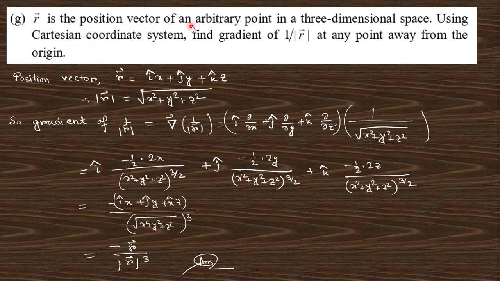R vector is the position vector of an arbitrary point in three-dimensional space. Using Cartesian coordinates, find the gradient of 1 by mod of r. So r vector equals i cap x plus j cap y plus k cap z. So mod of r equals root under x squared plus y squared plus z squared. So gradient of 1 by r, that is grad of 1 by mod r, where grad is i cap del/del x plus j cap del/del y plus k cap del/del z, applied to 1 by root under mod r. So if you differentiate, 1 by root is x squared plus y squared plus z squared whole to the power minus half. So minus half plus minus 1, that is minus 3 by 2. So minus half into this is minus 2 and this is 2x. These three are symmetric, you will get this answer. Go to the next question.